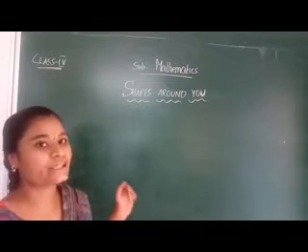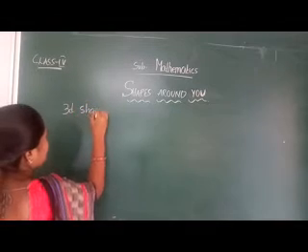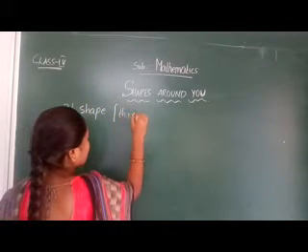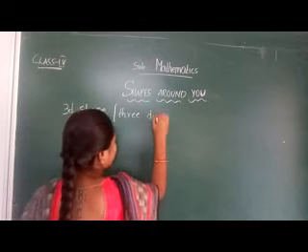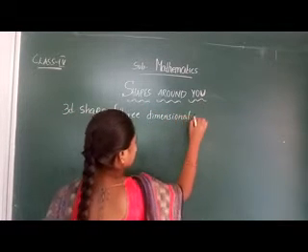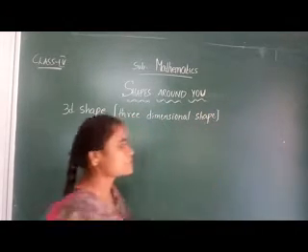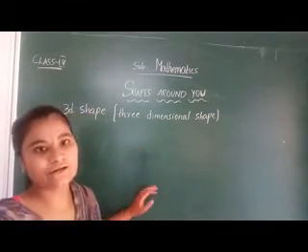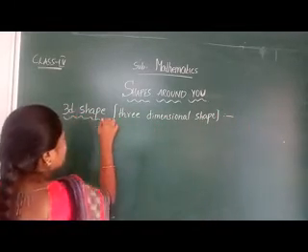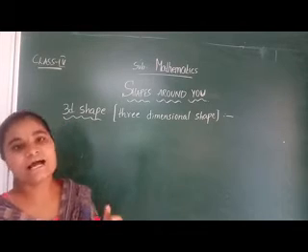Now we will go to 3D shapes. A 3D shape is also called a three-dimensional shape. Compulsory, in your notebook you will write all this, okay ma'am? 3D shape. In a 2D shape it consists only of length and breadth.